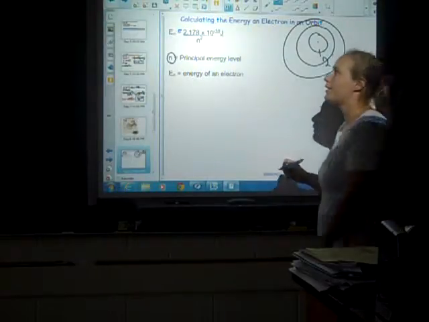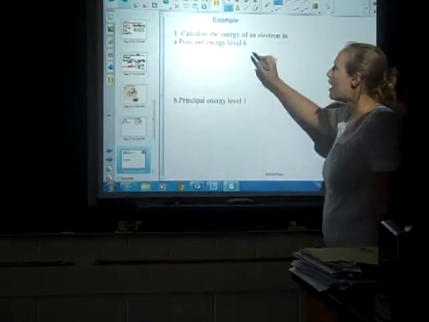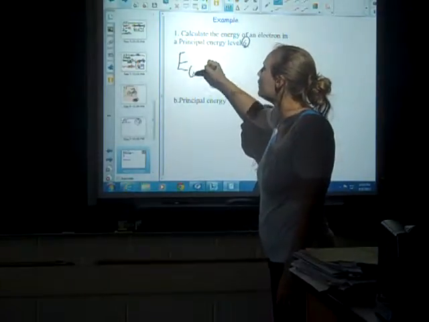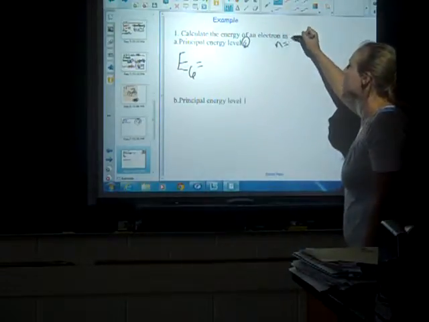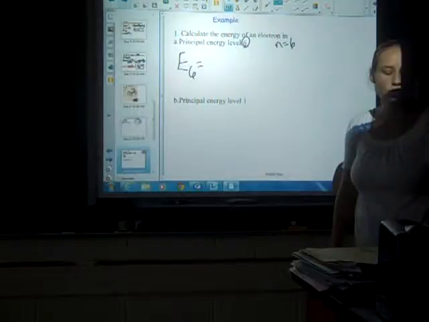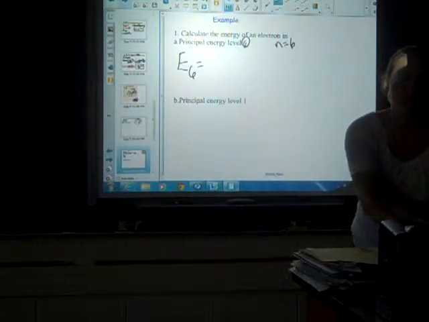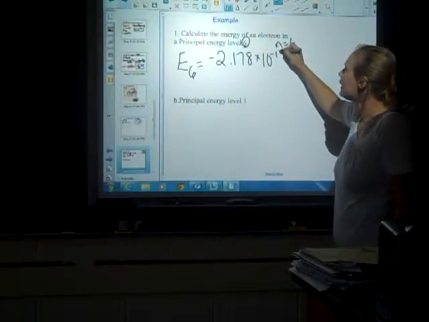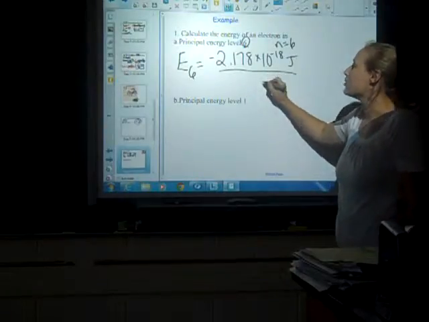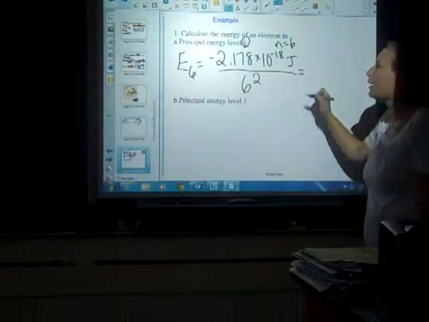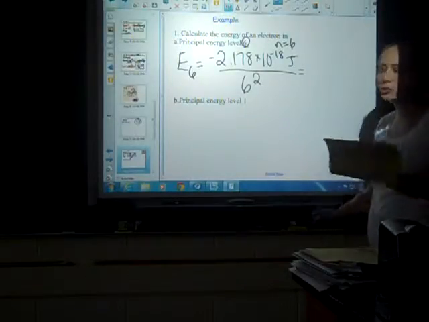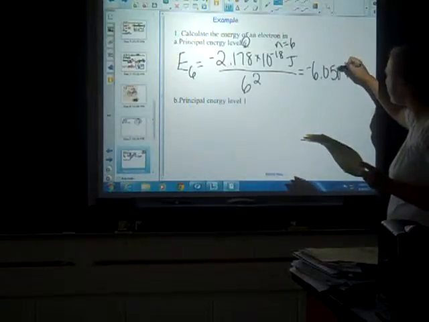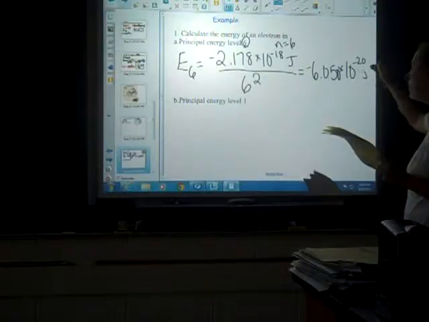periodic table. All right, so if I'm doing some practice with that, if I want to calculate the energy of an electron in principal energy level 6, I can just go ahead and plug into my equation. The energy of an electron, n is equal to 6. I'm in the 6th shell. The energy of an electron is equal to negative 2.178 times 10 to the negative 18 joules, all over n squared. In this case, I'm dealing with 6, and I'm going to square that. I just plug it into my calculator, and when I do that, I get negative 6.05 times 10 to the negative 20th joules.